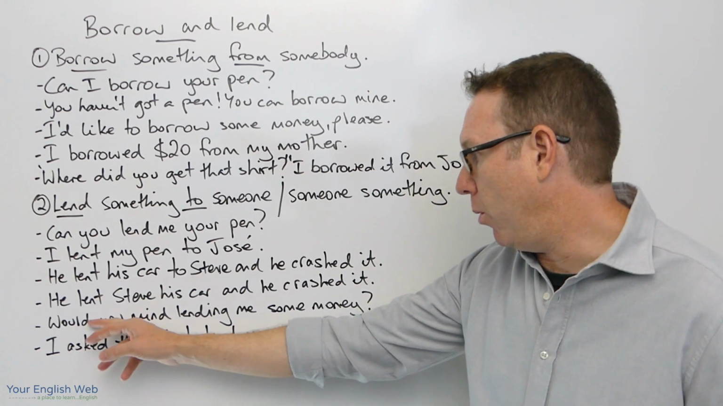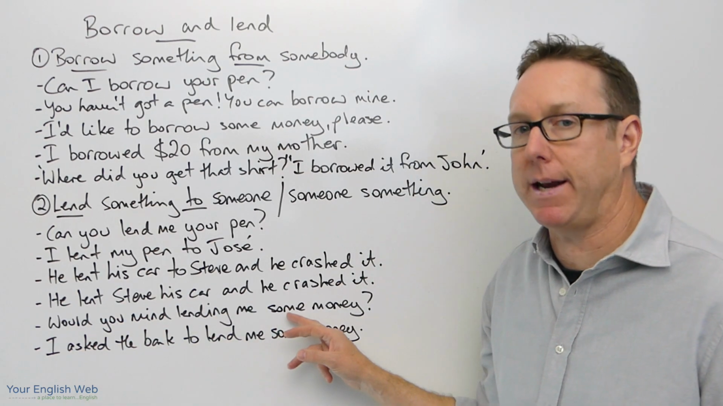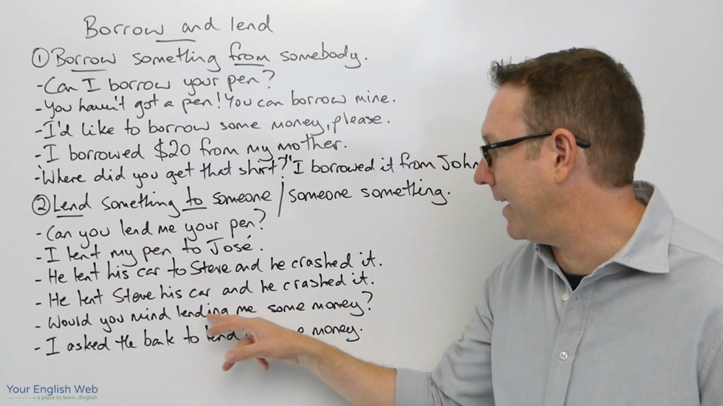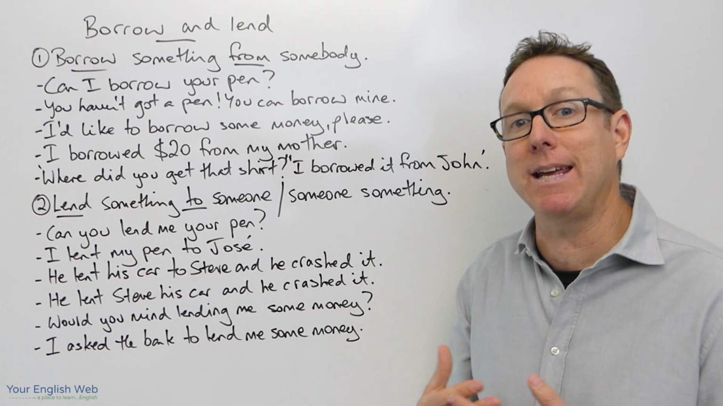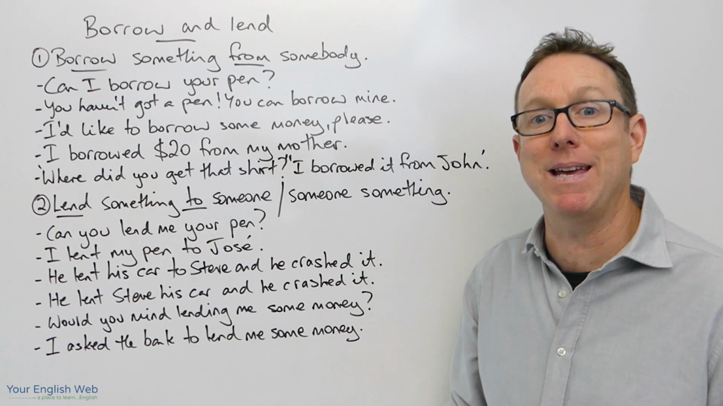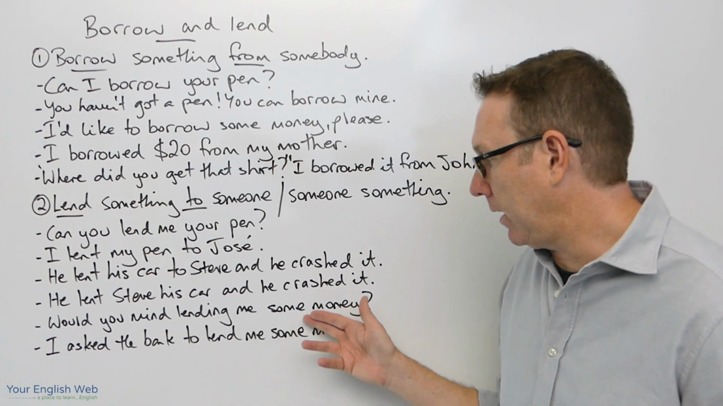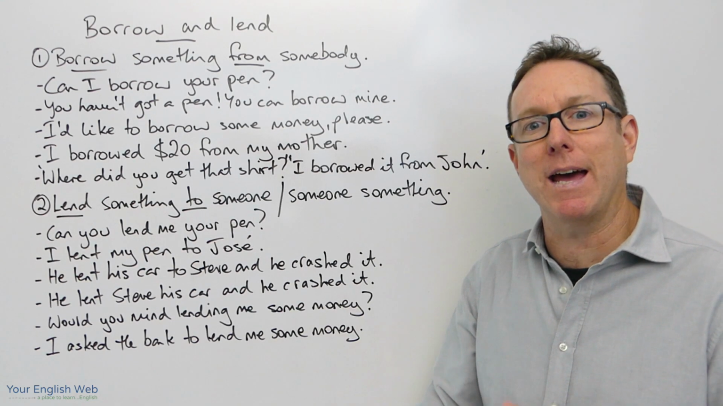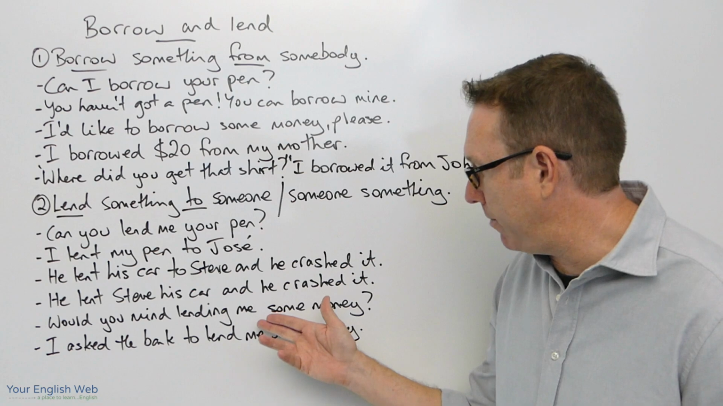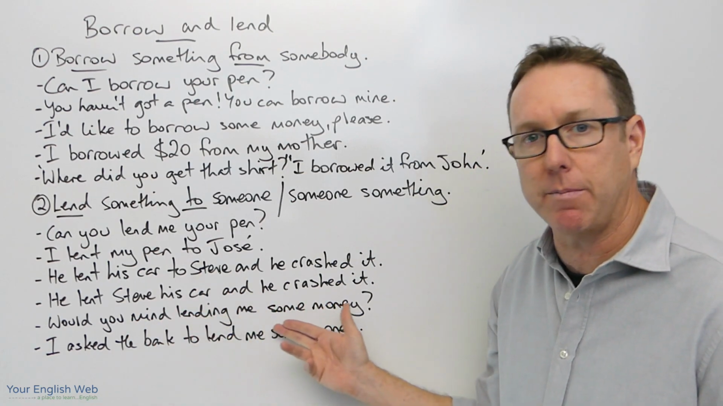The next example, would you mind lending me some money? I need some money. Would you mind lending it to me or lending me some money? Okay, a few dollars, just enough to help me make ends meet, help me get by this month. Can you lend me some money, or would you mind lending me some money?